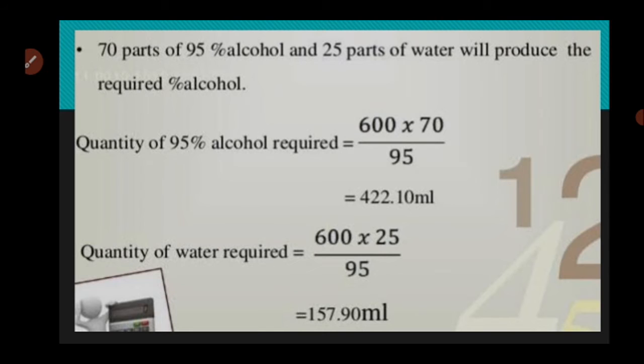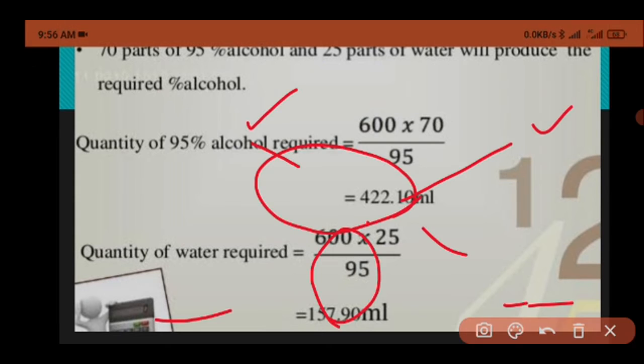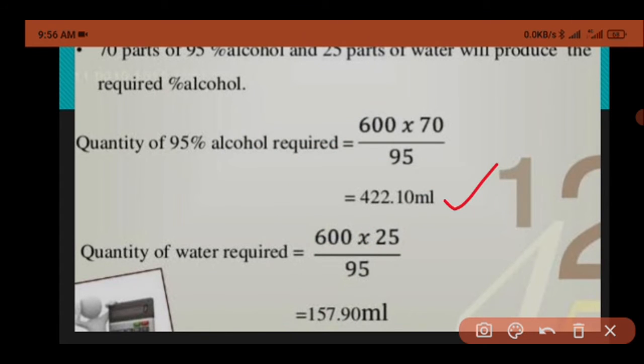Now 70 parts of 95% alcohol and 25 parts of water will produce the required percentage of alcohol. So quantity of 95% alcohol required is 600 multiplied by 70 upon 95. After the calculation we will be getting this. Okay, quantity of water required is this much ml. Alcohol required is 442.10 but water required is 157.90.